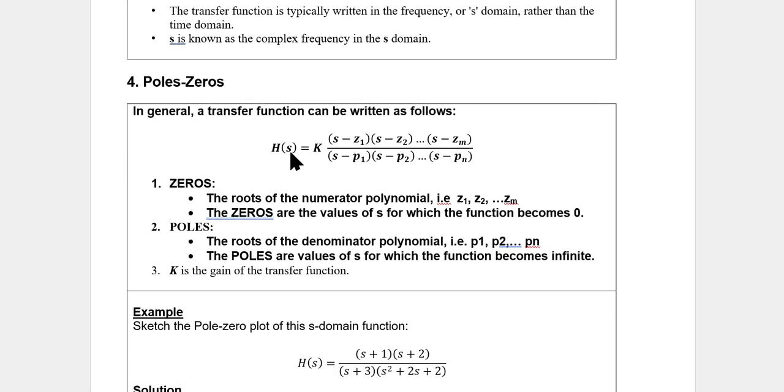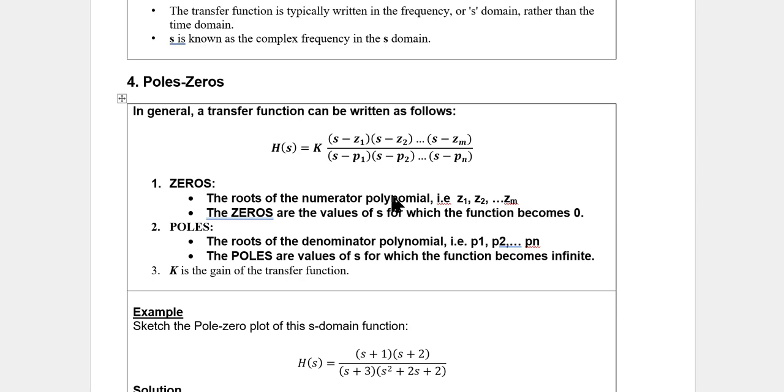Now let's look at the transfer function here. In general, any transfer function can be written in this form. The k is the gain, and here we have a numerator and a denominator, and both are polynomials of function of S. When we say zero, it means all the values of S in which the H(S) becomes zero. And poles means all the values of S in this function for which the H(S) becomes infinity.